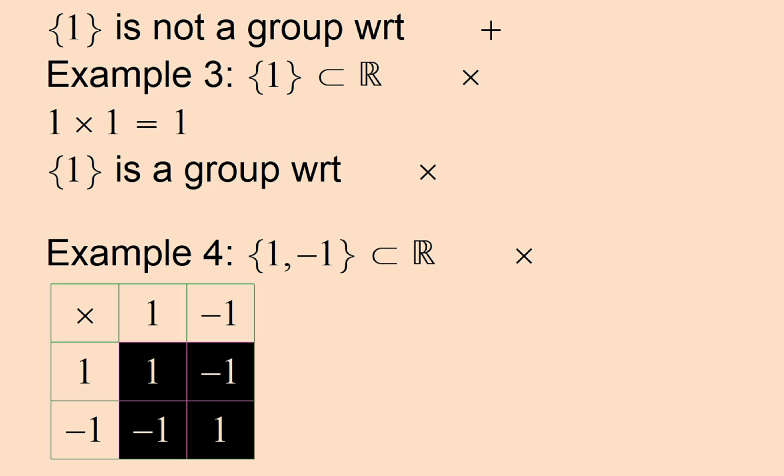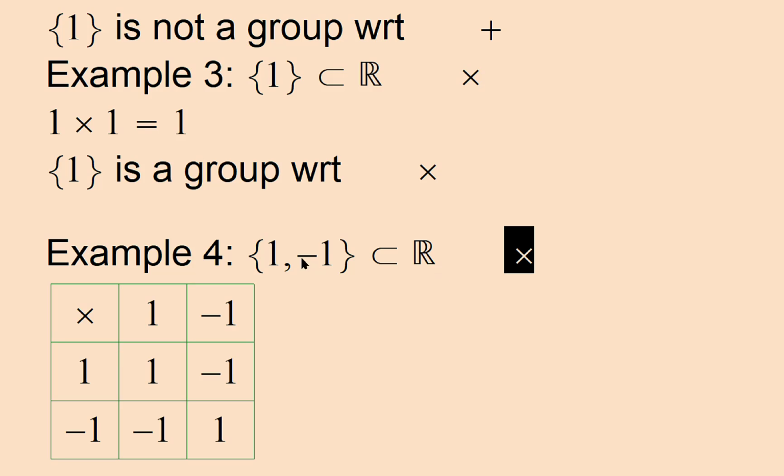So when we look at these 4 outputs, they satisfy everything. That is, first of all, the product of any two numbers in here is in here, and 1 is the identity. 1 multiplied with 1 is 1. -1 multiplied with -1 is 1.